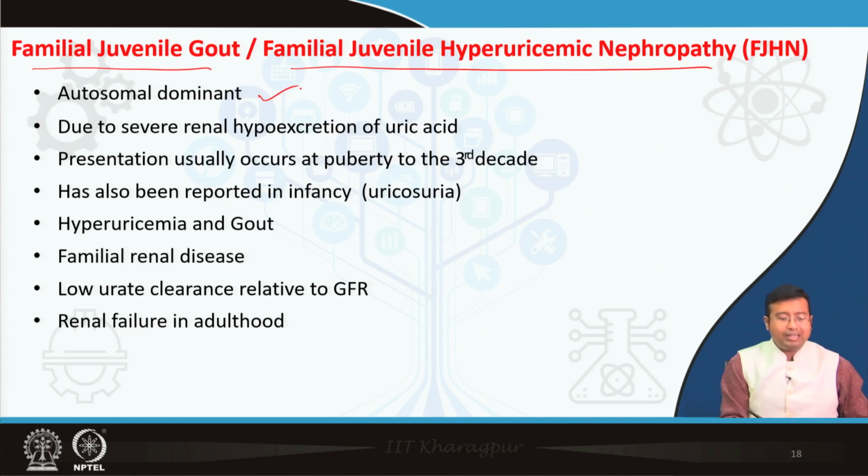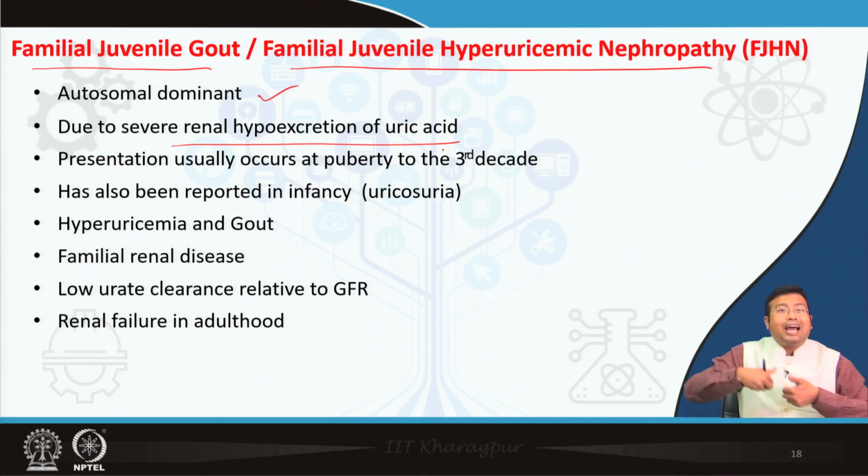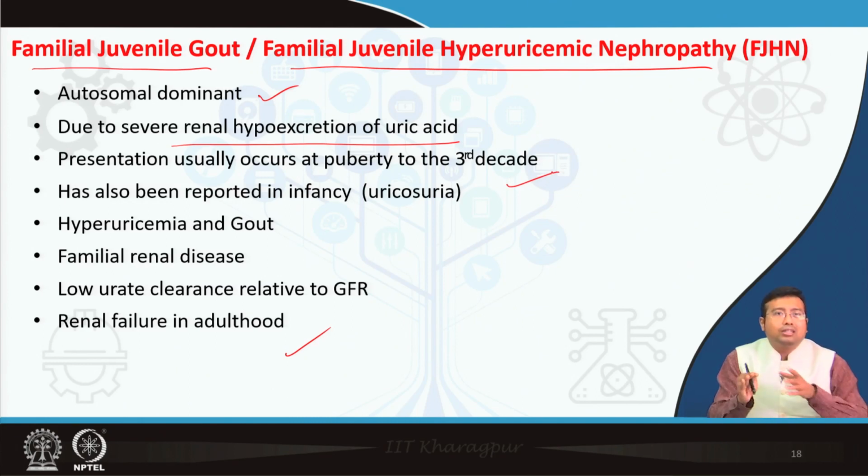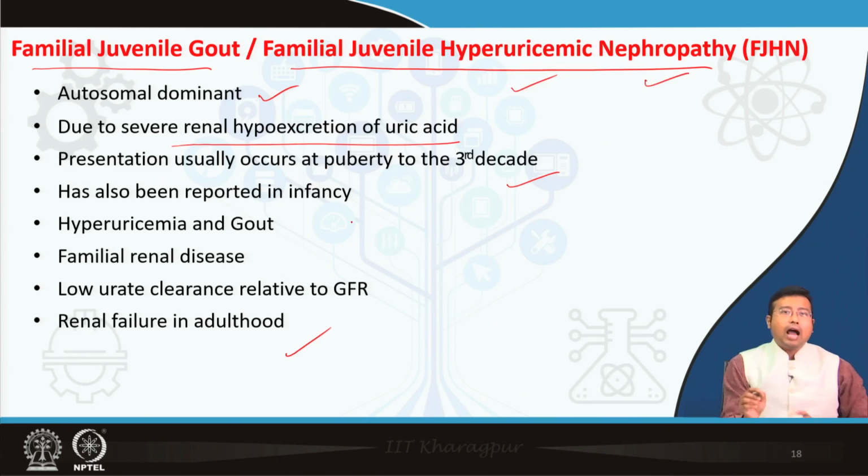It is an autosomal dominant type of disorder in which there is severe renal hypoexcretion of uric acid. So, the clearance is actually defective, due to a problem in transporters of uric acid. At first, the hypoexcretion of uric acid is reported in childhood, and by the time the patient goes to adulthood, renal failure can happen. So, ultimately the symptoms of renal failure are presented in adulthood, generally in the 3rd decade of life. However, in some cases it has also been reported that the disease has expressed itself in infancy.